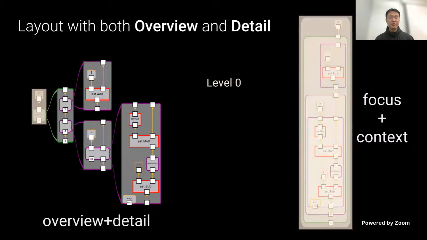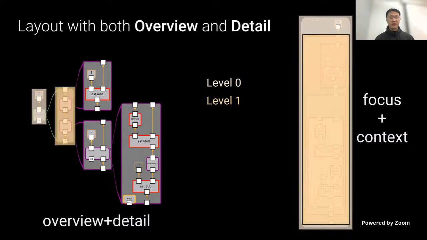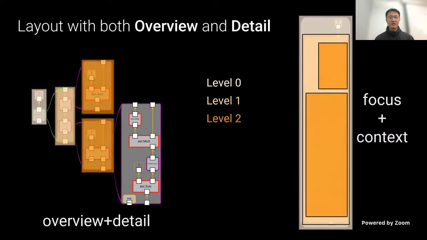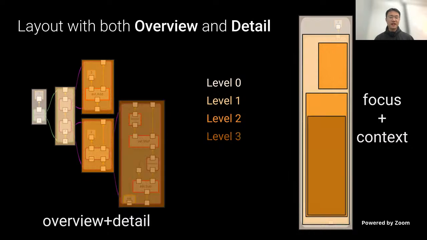At level 0, the overview plus detail layout displays the topology at its most concise form without any expansion, while the focus plus context layout presents the entire graph structure at this level. The same applies to level 1, level 2, and finally at level 3, where everything within this leaf node appears identical in both layouts.